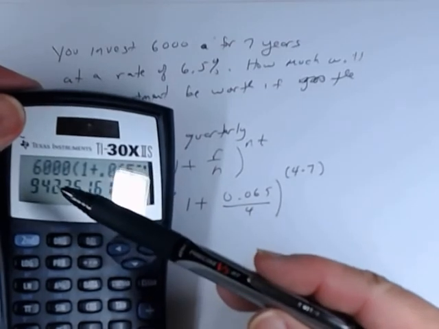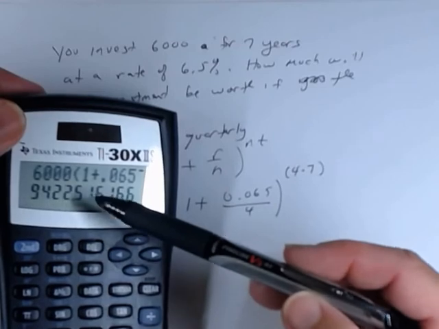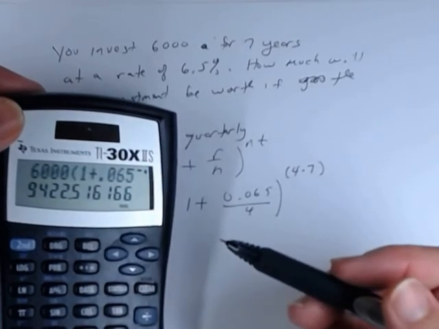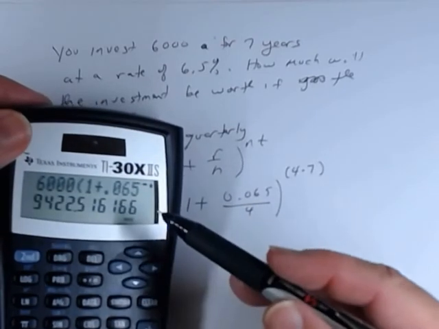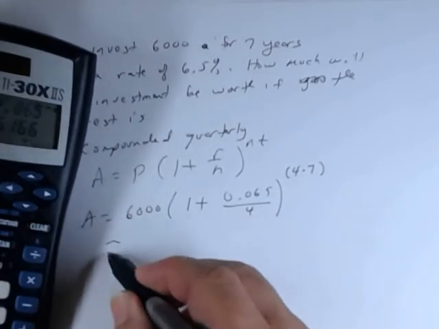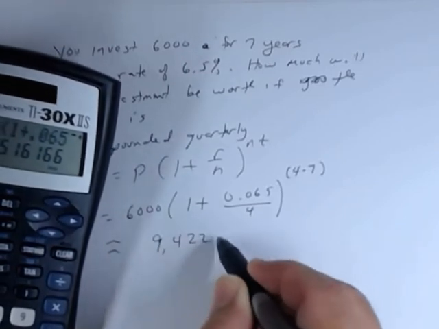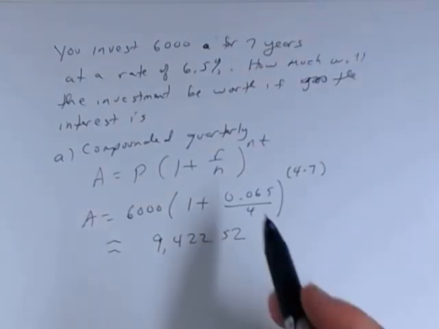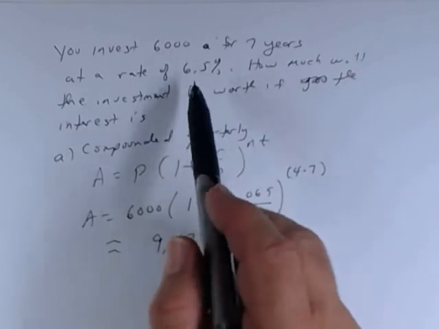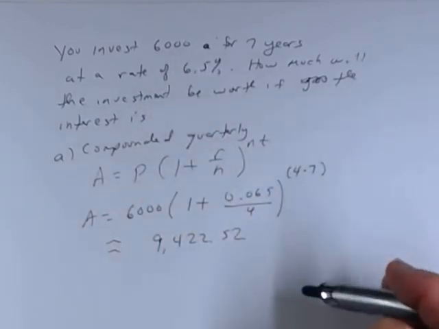So $9,422.52. Make sure that on your calculator this is what you end up with. $9,422.52. Make sure that's what you ended up with.